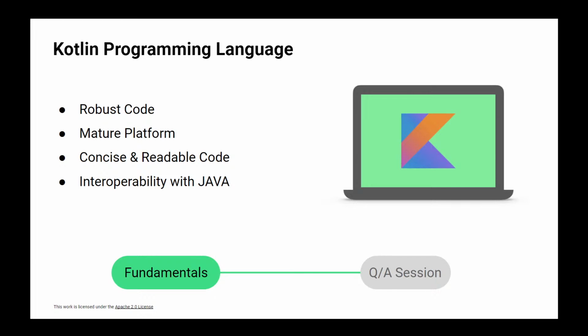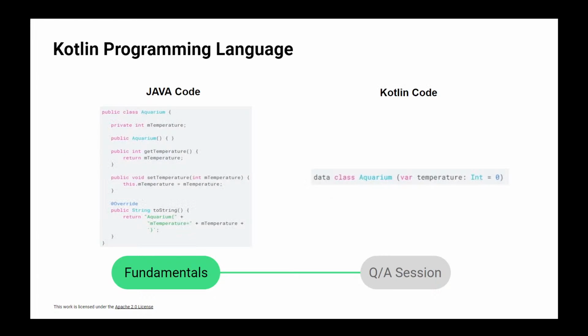You can interoperate Kotlin code with Java. So you can write Java code and then call the Java code directly from the Kotlin code. And you can write the Kotlin code and call it in Java. It's just interoperability.